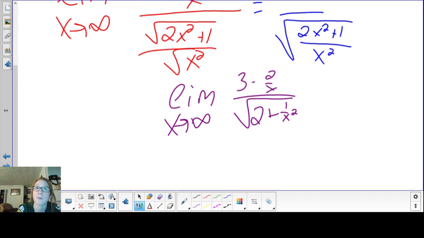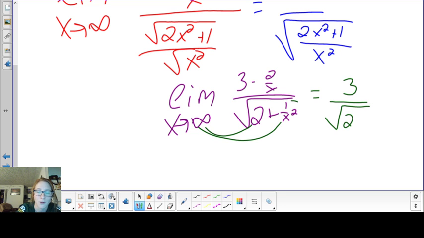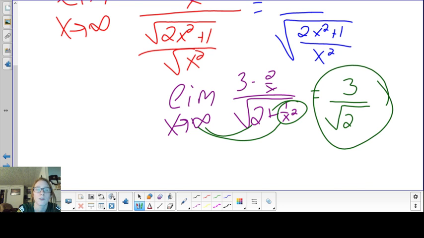Then when I take the limit through, I have 3 minus 0 over the square root of, even though it's square root, we still bring it in, so the 2 is still a constant, and that guy goes off to 0. So my answer is just 3 over the square root of 2.